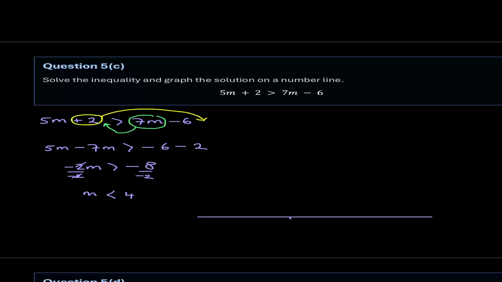Okay, let me draw my number line. Let's say 4's here, 5, 6, 3, 2, and m is less than 4. So circle at 4, going towards the left this time. Again, we don't colour in the circle because it doesn't include it.